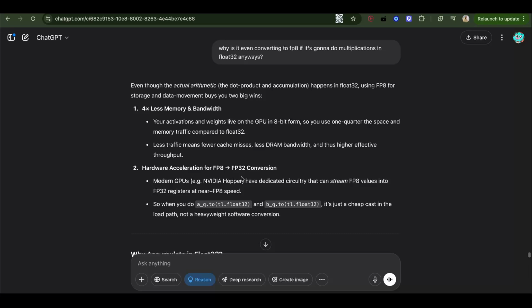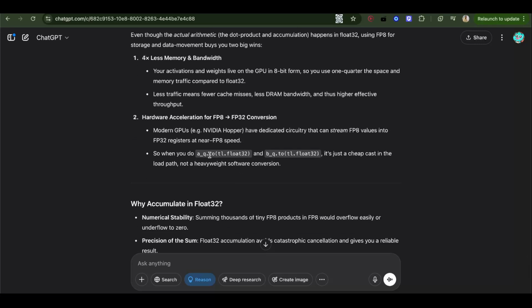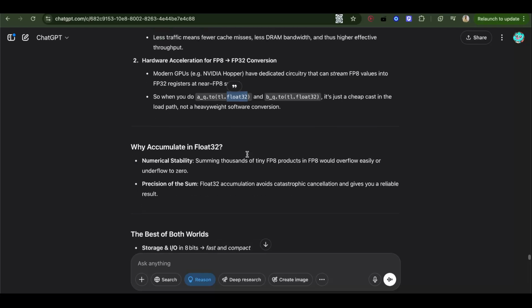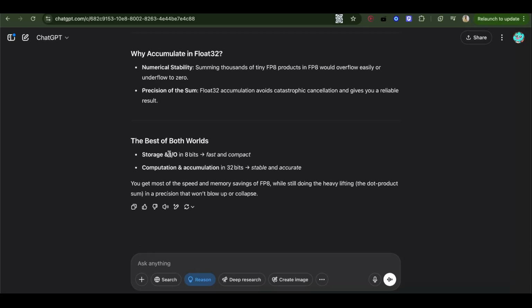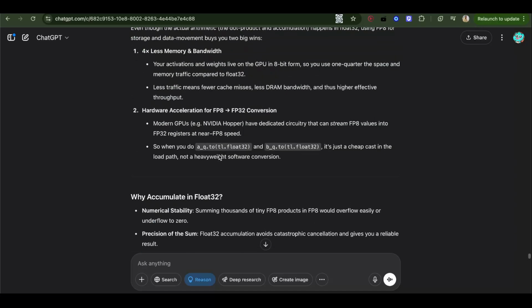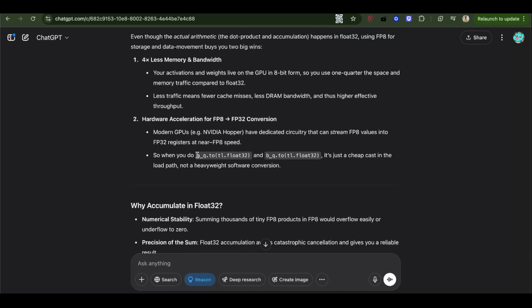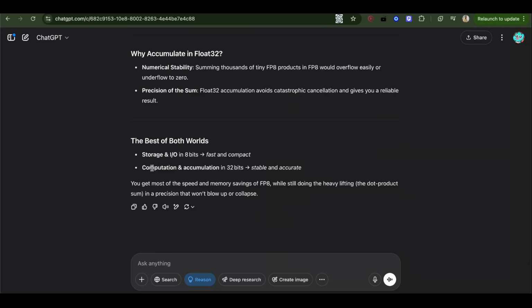Guys, my bad. The computation is happening in 32 bits. So the movement of data is happening in 8 bits. You see, storage on the GPU and moving to DRAM happens in 8 bits. And then it gets converted to float 32. It gets converted to 32 bits just before the multiplication, the dot product. And then computation and accumulation happen in 32 bits.